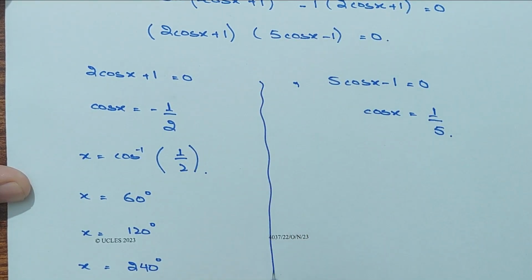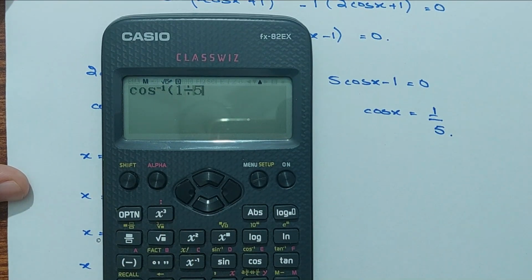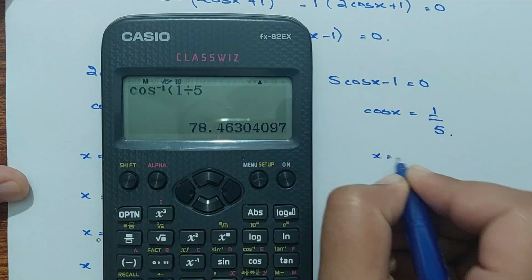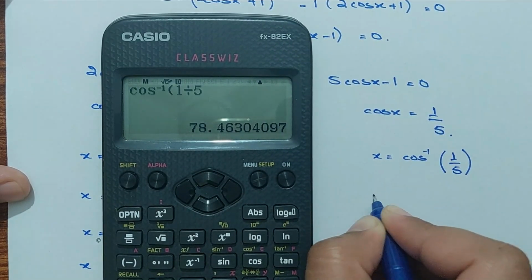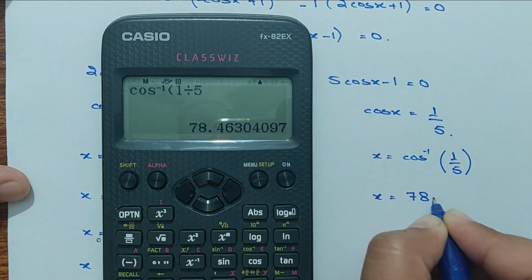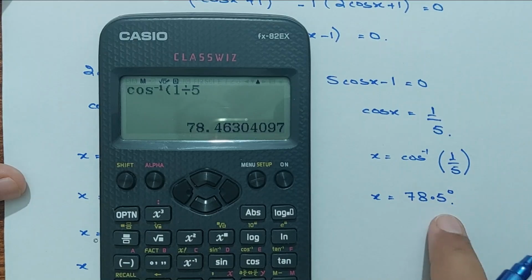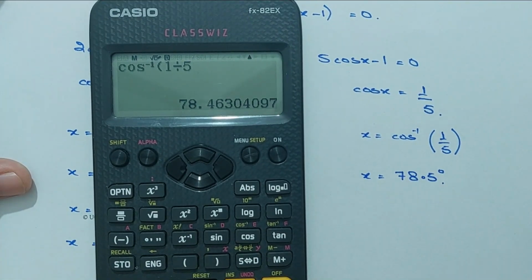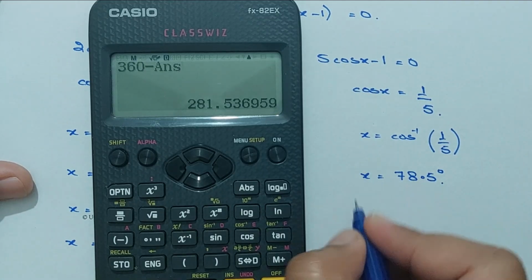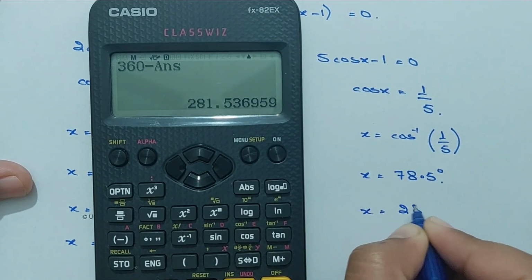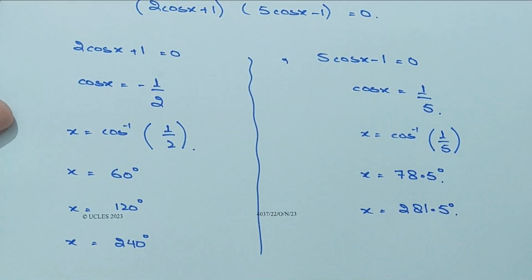Now solving the other solution. What is cos inverse 1 by 5? x is cos inverse of 1 by 5. It's already positive. So x is 78.5 degrees, right? Cos is positive in first and fourth quadrant. This is our solution for the first quadrant. Now for the fourth quadrant, we have to do 360 minus answer. x is equals to 281.5 degrees, right? These are the 4 solutions.